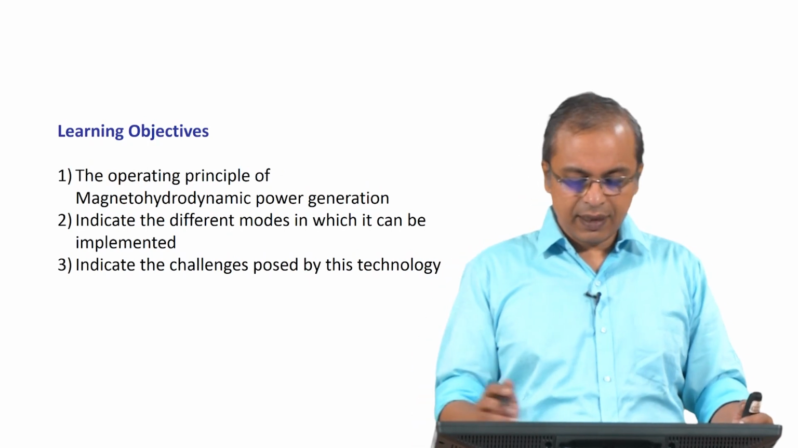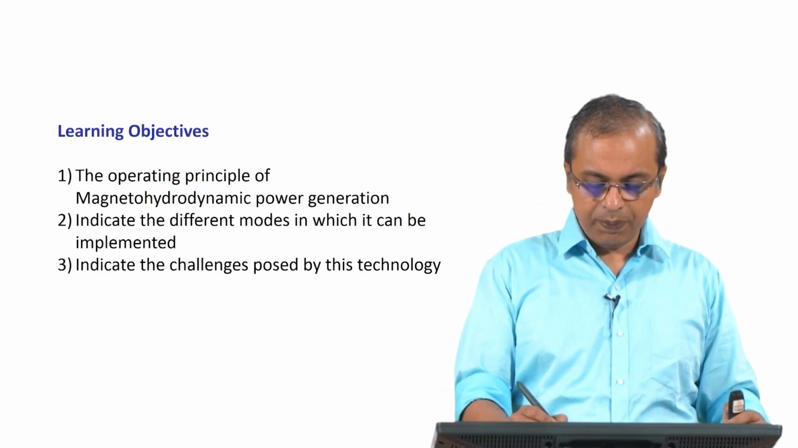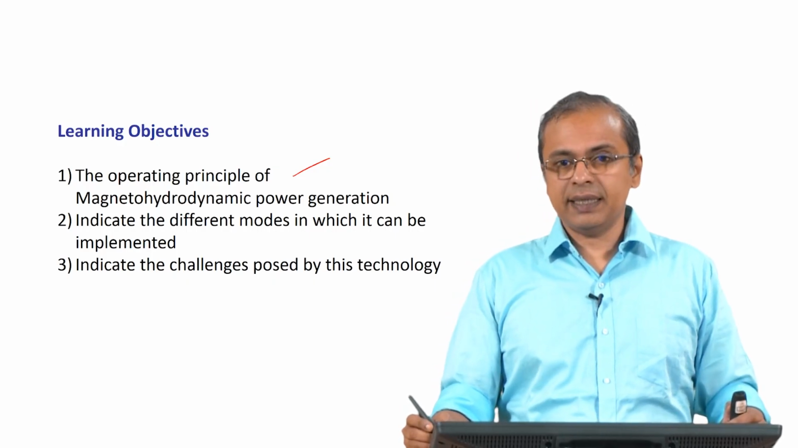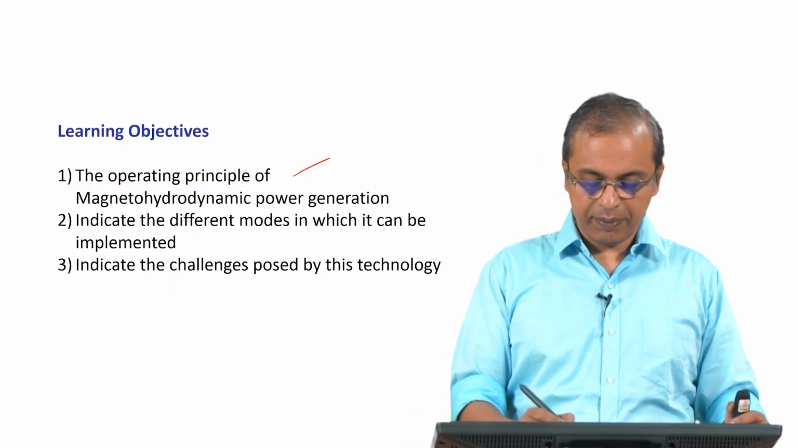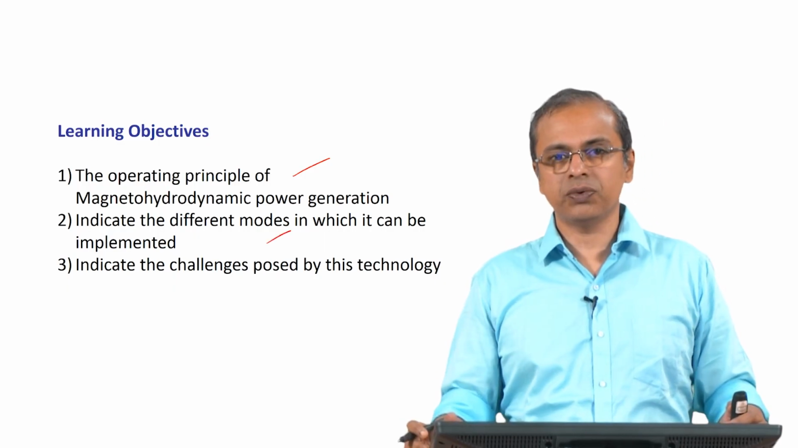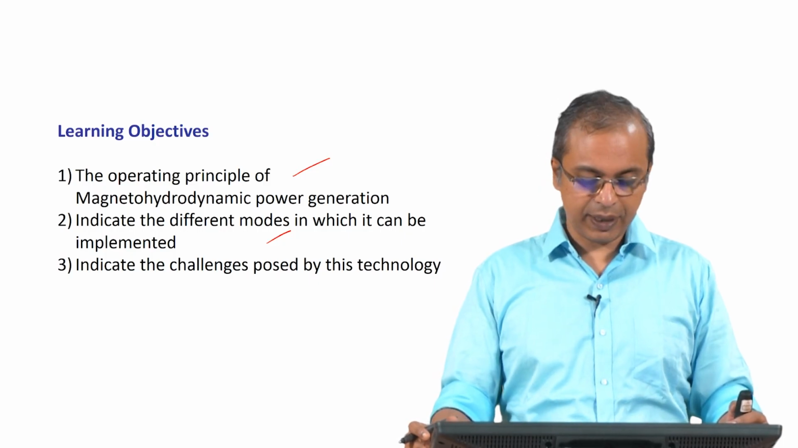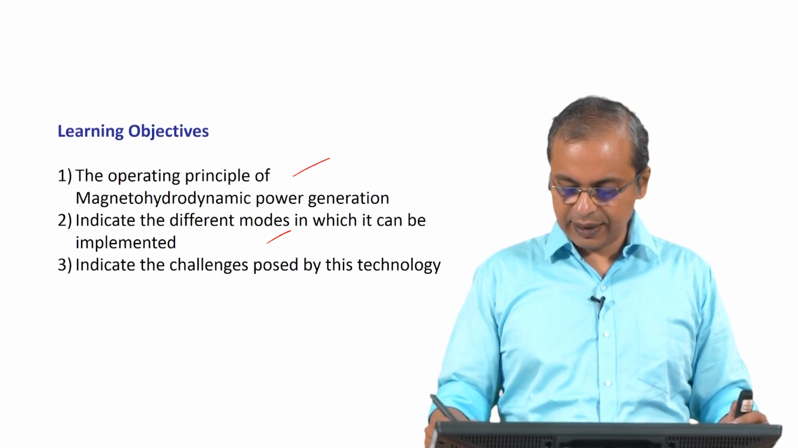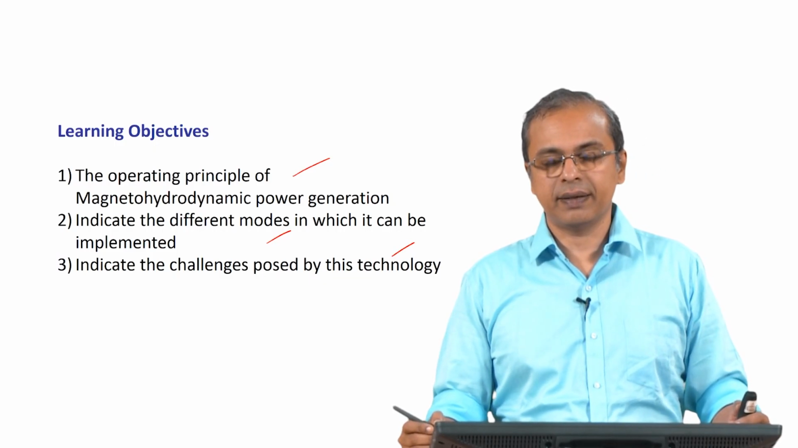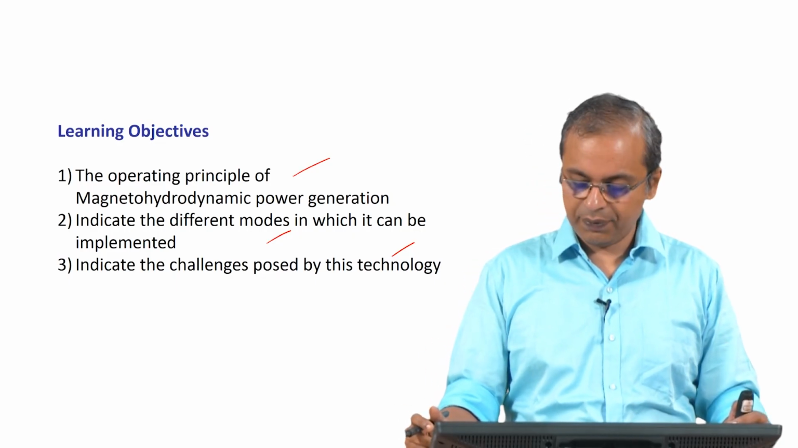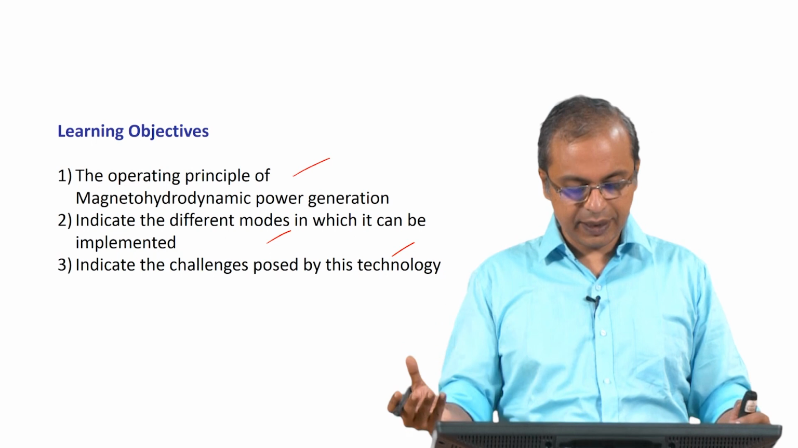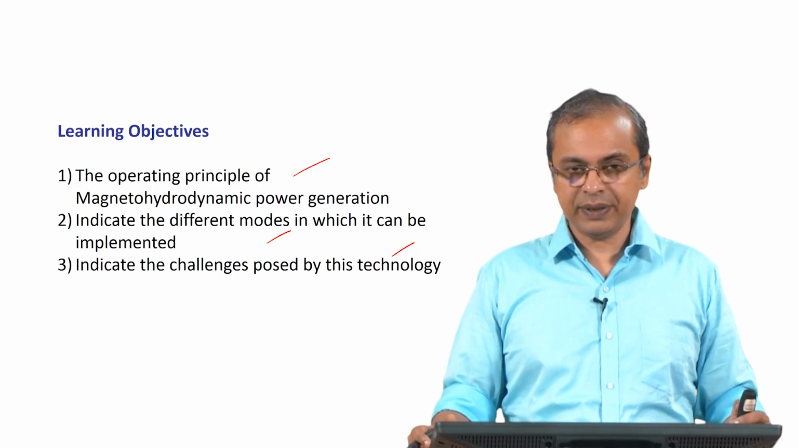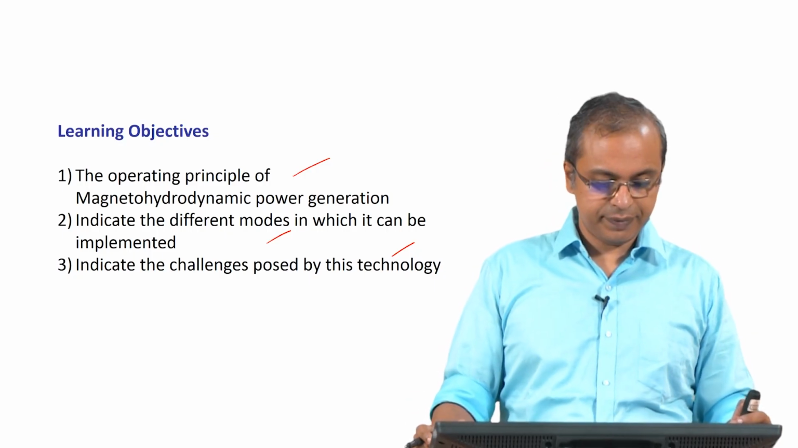Okay, so the learning objectives for this class are to look at the operating principle of magnetohydrodynamic power generation, and we will also see that there are different modes in which it can be implemented. We will briefly look at those different modes, and of course, in the context of this discussion we will look at the challenges posed by this technology and try to get a sense of what is possible here. So, those are our learning objectives: the operating principle, the different modes in which the magnetohydrodynamic operation happens, and the challenges posed by it.